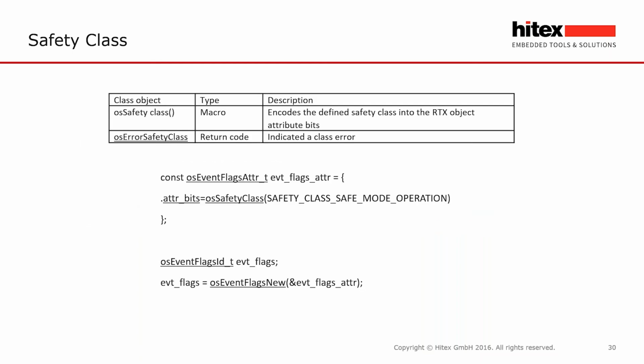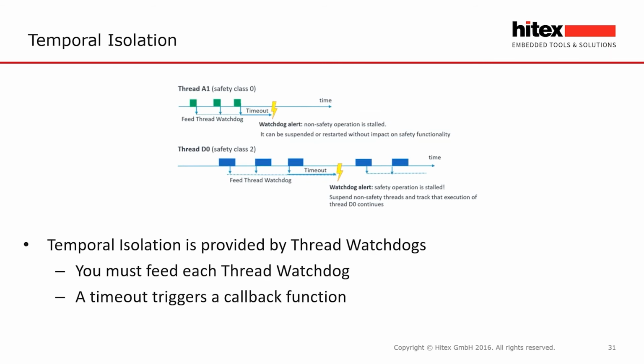So here, again, this is done through the attributes. So when we, for example, create an event flag, we can program the attribute bits with a specific safety class value. And then when we create that flag, it's created with a specific safety class. If we try to access those event flags with a thread that has a higher safety class value, then it will return an error, and it can no longer proceed. That gives us functional isolation, but now we need temporal isolation. And this is done with thread watchdogs.